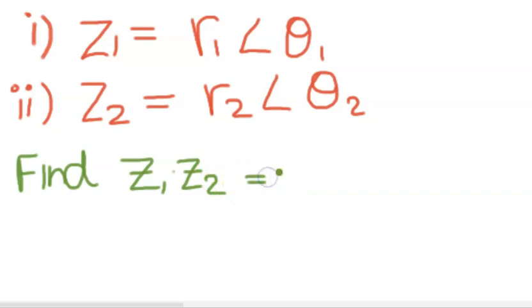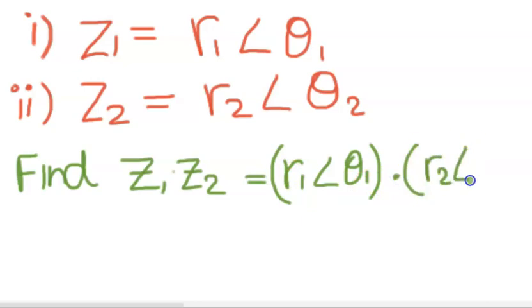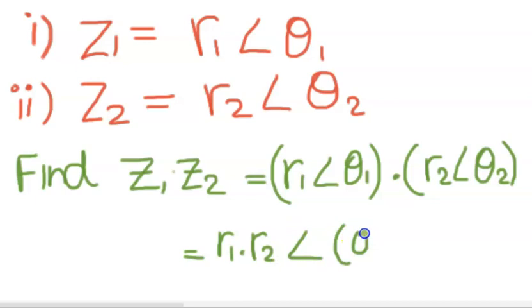So the way it works is like this. You just write it down: r1 angle theta 1 multiplied by r2 angle theta 2. Now for the multiplication, you multiply the magnitudes r1 and r2. So it's r1 dot r2 angle, and you add the angles, theta 1 plus theta 2. So that's a very easy way to multiply in polar form.